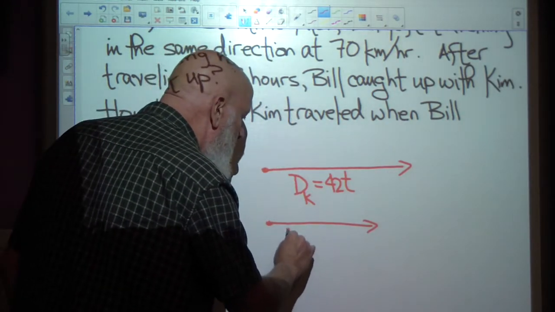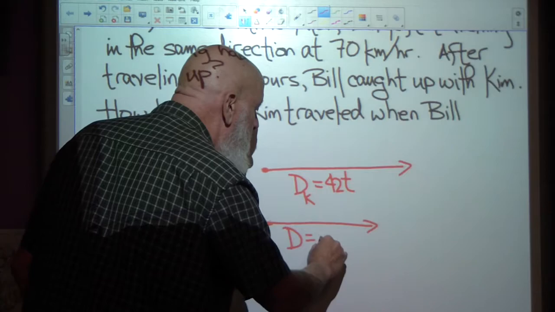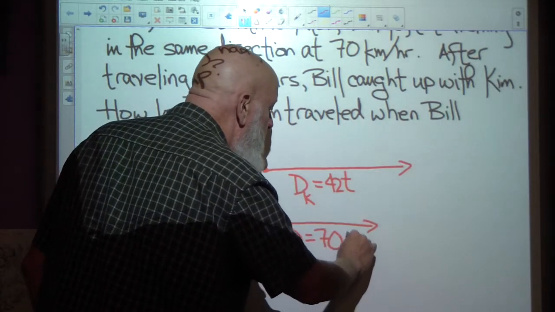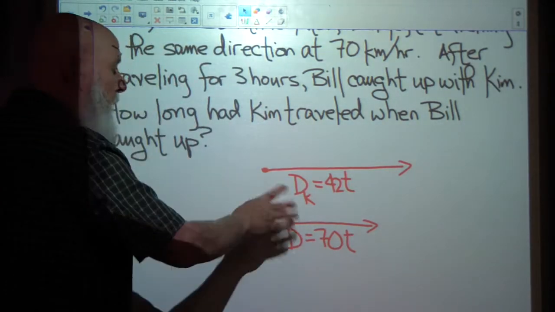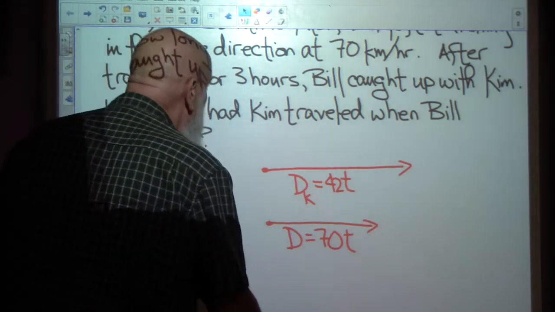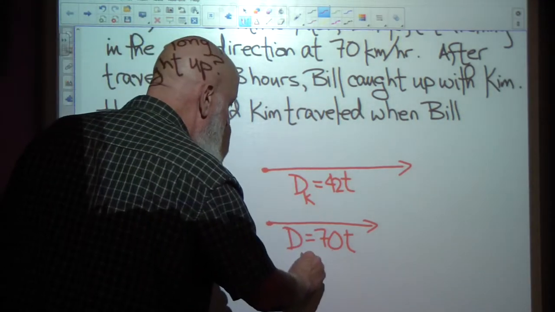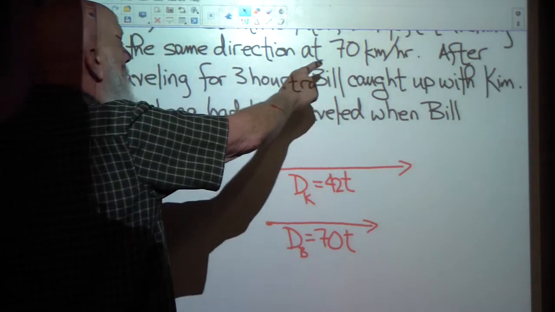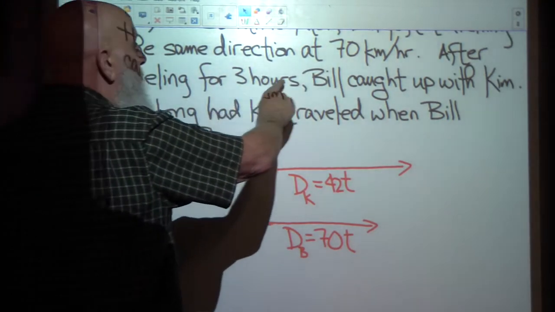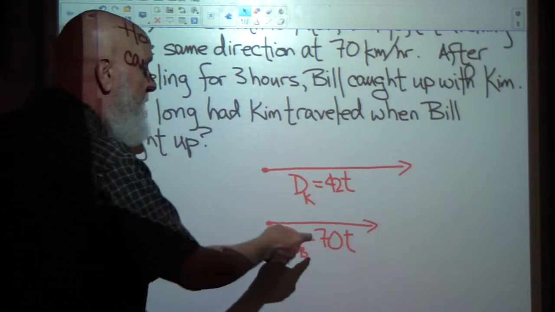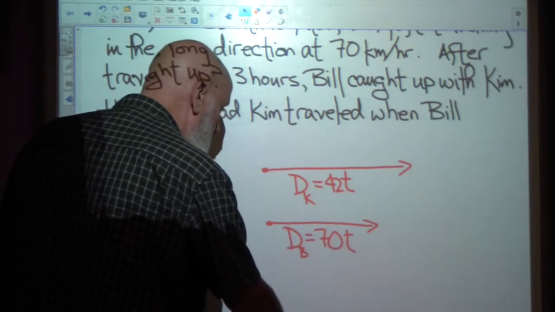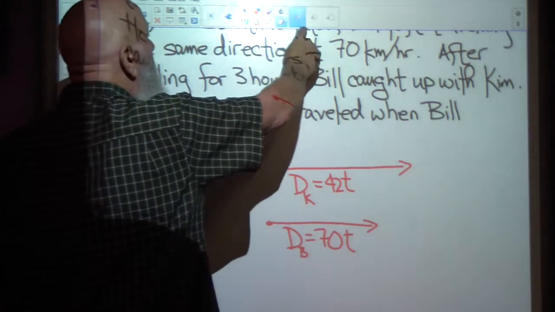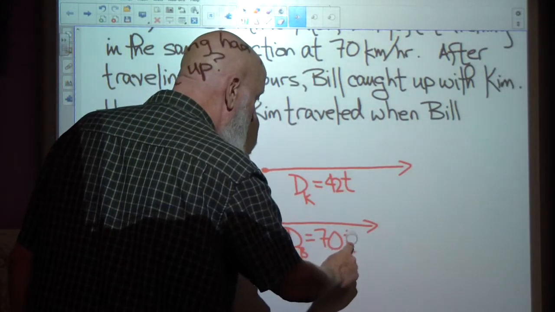So this is D equals RT. 70T. I'm going to keep reading and fill in whatever else I can fill in. And this is, what's his name? Bill, D sub B. In the same direction, 70 kilometers an hour. After traveling for 3 hours, Bill caught up with Kim. That gives me the time that Bill was traveling. Bill was traveling for 3 hours.